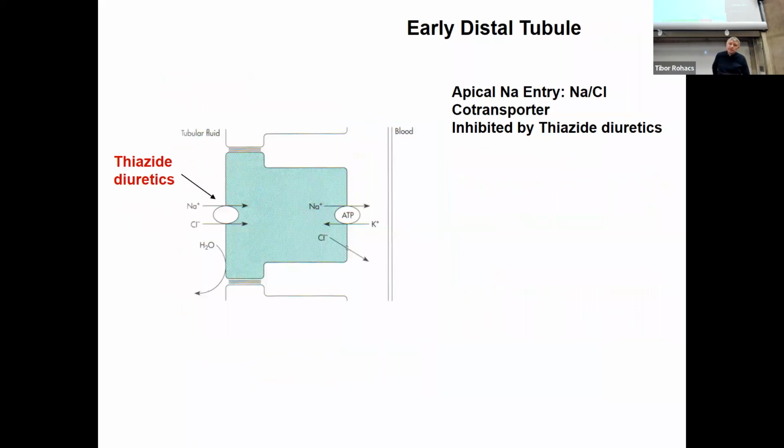Now, we got to the early distal tubule. This is the simplest one. There's no complicated recirculation. It looks as if an engineer designed it. So it has a sodium chloride cotransporter, which happens to be blocked by thiazide diuretics. It's a different group of diuretics, not as efficient as furosemide because this segment simply reabsorbs less sodium chloride. So thiazide diuretics block this sodium chloride cotransporter and make you lose sodium and chloride. And this segment is also impermeable to water. Again, the importance of this will be discussed in the water balance lecture.